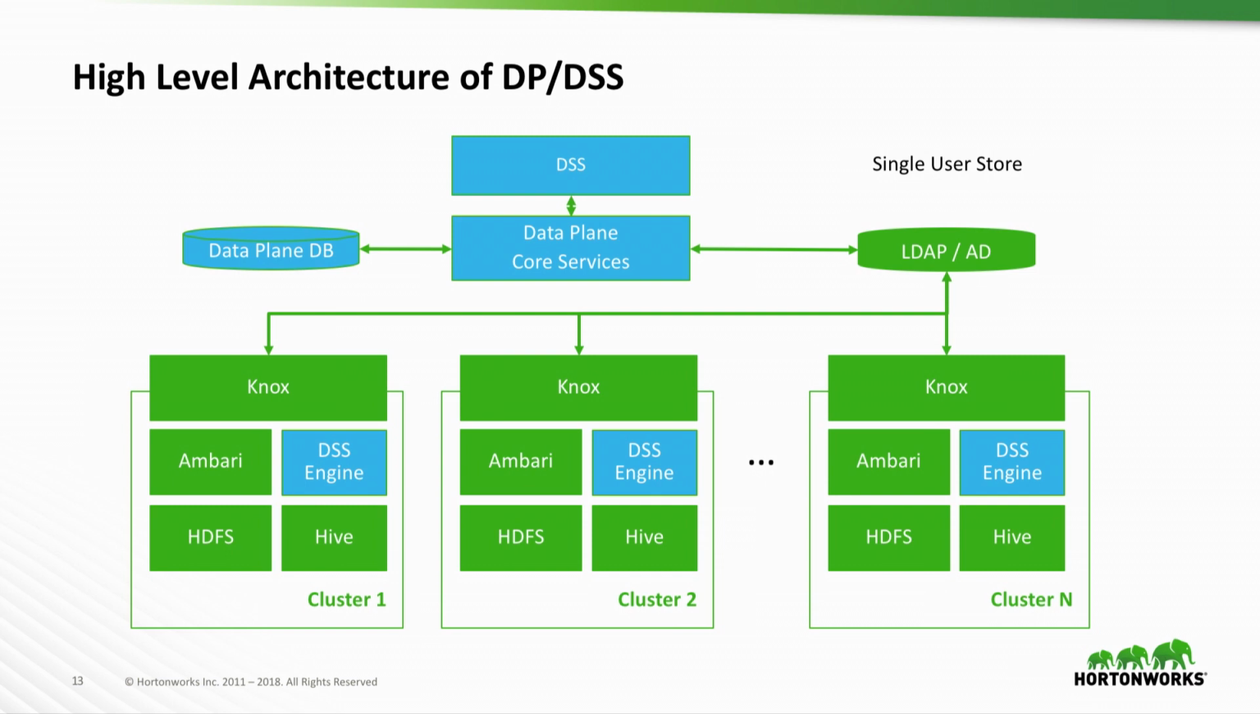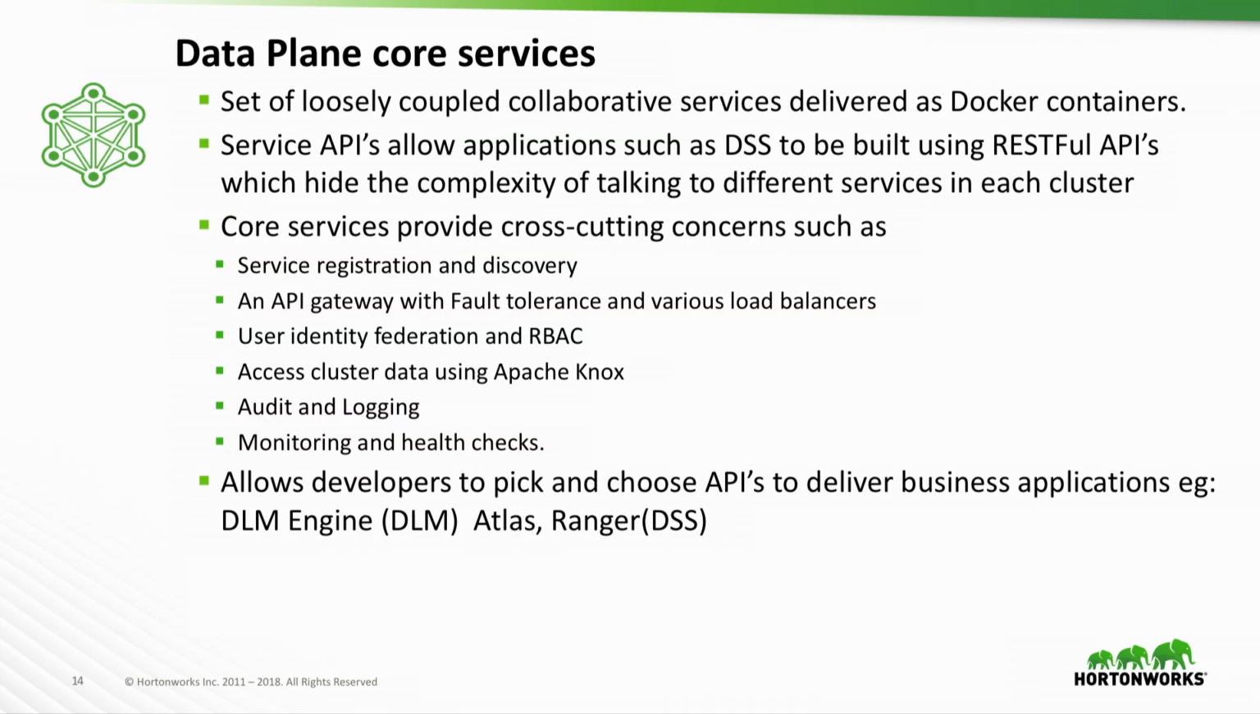The DataPlane core services basically are a set of collaborative services, or you could call them microservices, which work together, and to your organization, they're basically shipped as Docker containers. The content of each of these containers and the applications it contains purely depends on the kind of applications we want to use. So for DSS, there is a smaller set. For DLM, there's another set of applications, and so on.